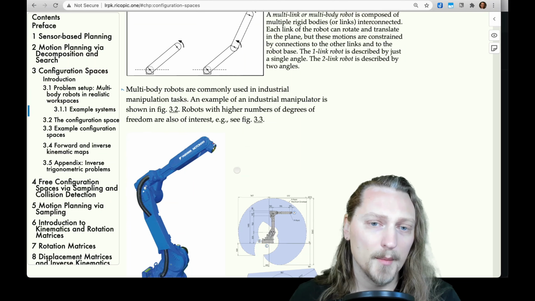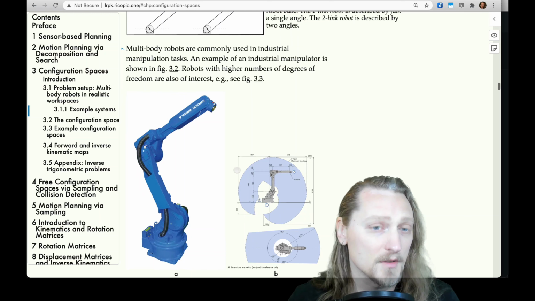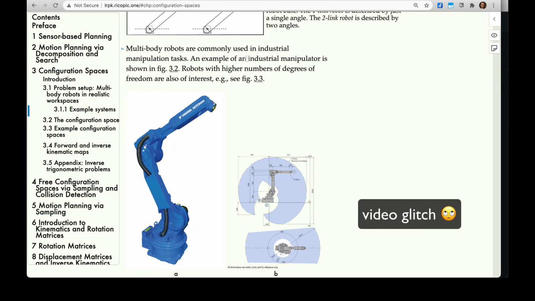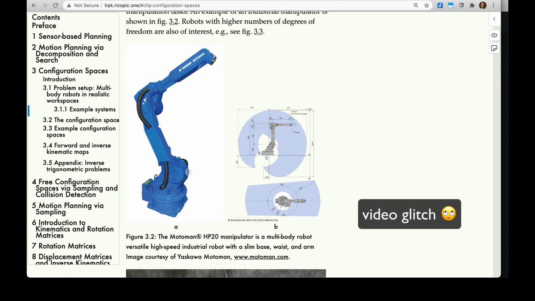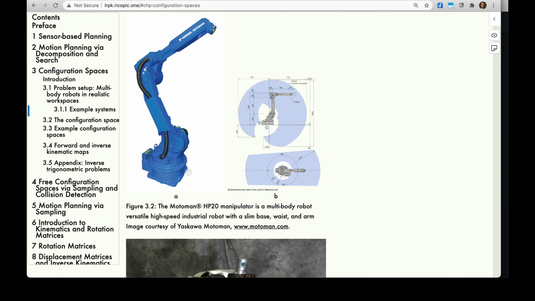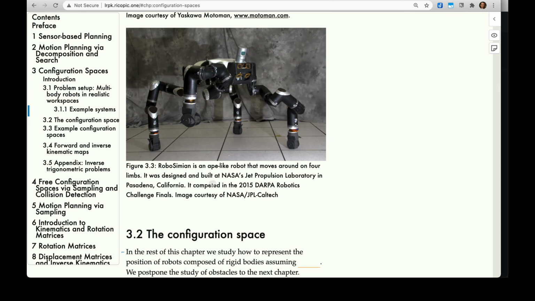Multibody robots are commonly used in industrial manipulation tasks. An example of an industrial manipulator is in Figure 3.2 below, right here. Robots with higher numbers of degrees of freedom are also of interest. For example, see Figure 3.3, where we have this higher degree of freedom robot.